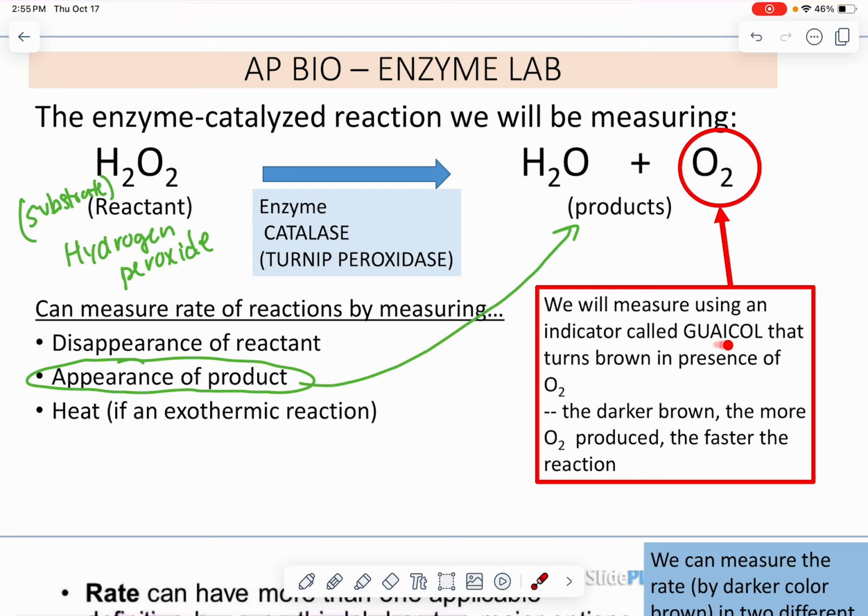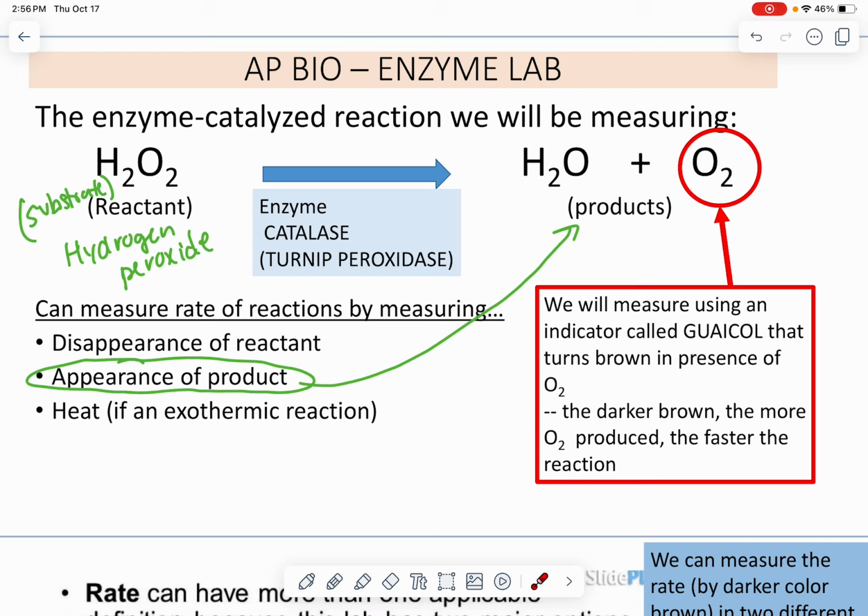But we're also going to put something in there called guaiacol. Guaiacol is an indicator. An indicator is just a chemical or something that will turn color in the presence of a certain molecule. So the guaiacol that we're going to use is an indicator for oxygen, and it will turn brown in the presence of oxygen. So the darker brown our test tube turns, the more oxygen is produced, therefore the faster the rate of the reaction.